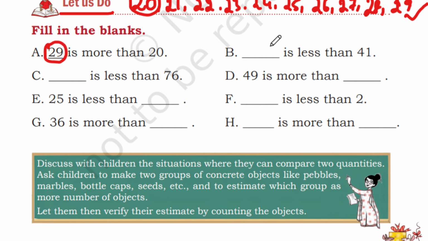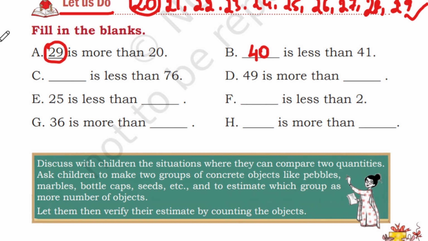Likewise, they are asking to write dash is less than 41. So which number is less than 41? You can choose any number. You can write 40 also. So 40 is less than 41. You can write any number which is less than 41. Okay, you can write 39 or 20 or 10, 1. Those numbers are less than 41.